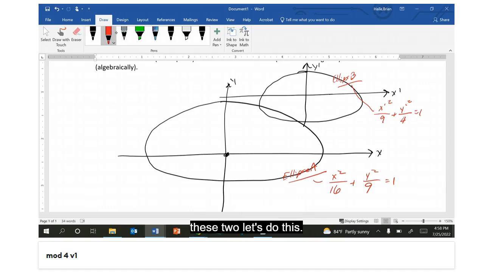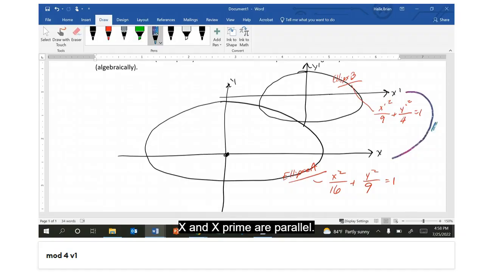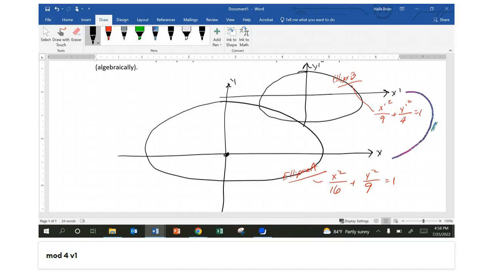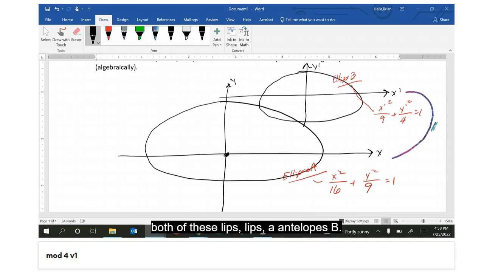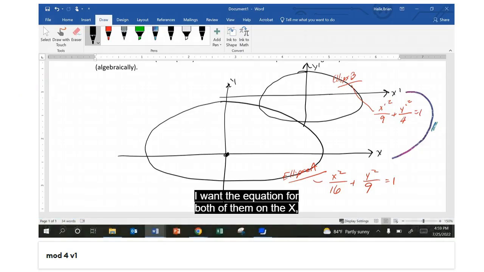Nice clean equation. Okay? And I might also add that these two axes are parallel, or perpendicular, however you want. In other words, x and x prime are parallel, y and y prime are parallel to each other, because we just want to talk about translations, not any kind of rotation here. All right. And so what I really want is the equation for both of these ellipses, ellipse A and ellipse B, on the XY plane.